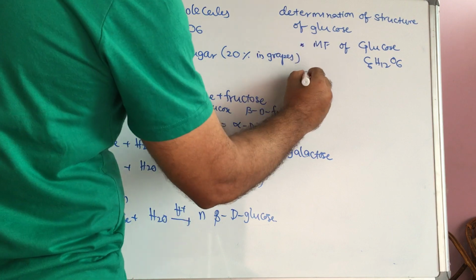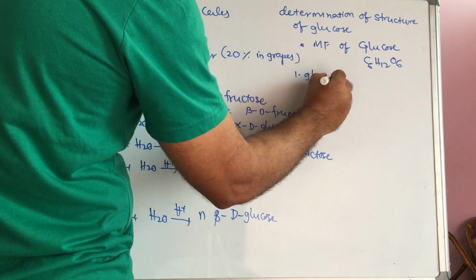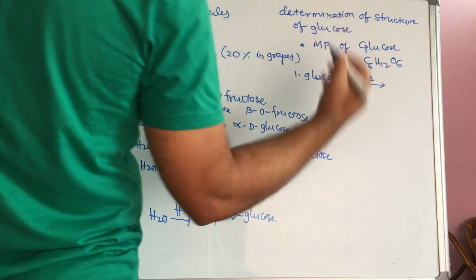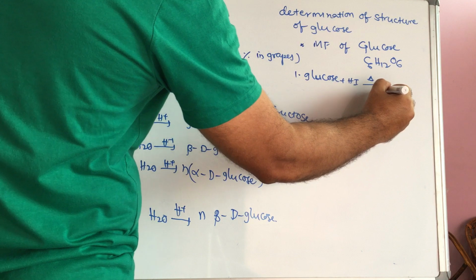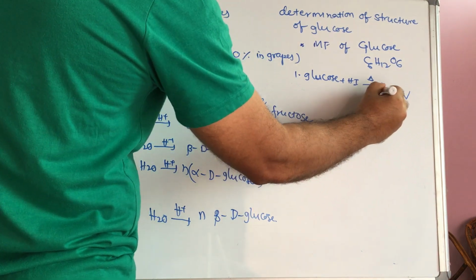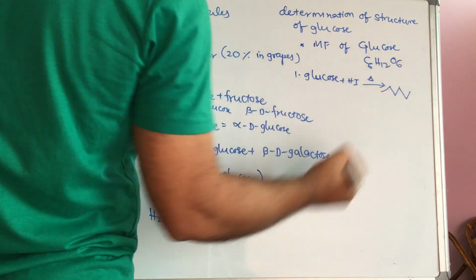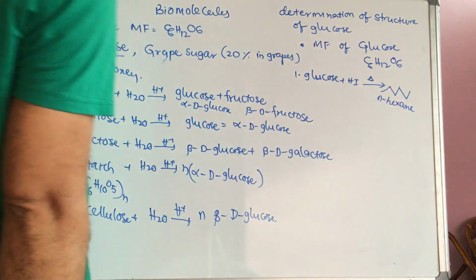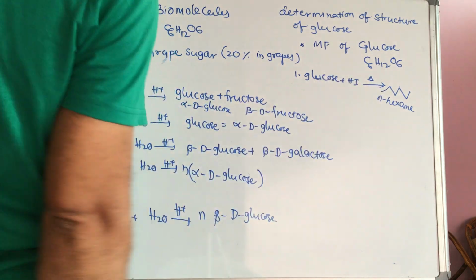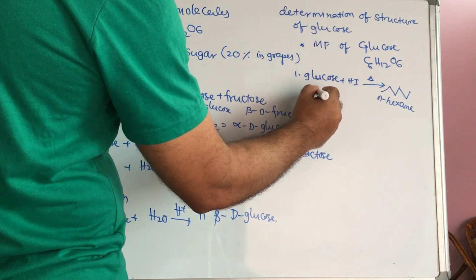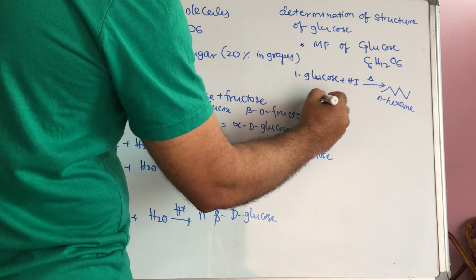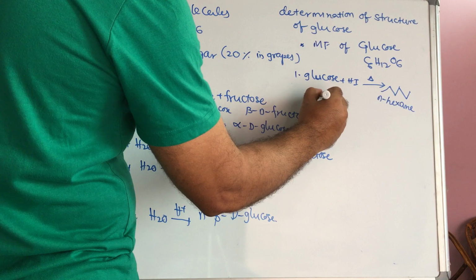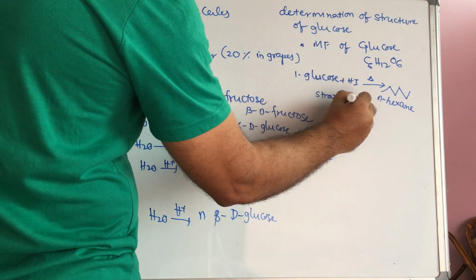First, glucose reacts with HI on prolonged heating. Then it is converted into n-hexane, with 1, 2, 3, 4, 5, 6 carbons. This is called n-hexane, normal chain hexane. So based on this, we conclude that in glucose all atoms are in a normal chain, or we can say straight chain.